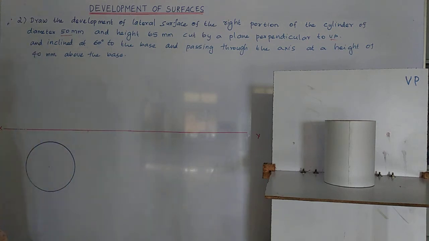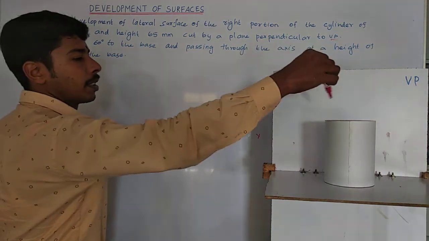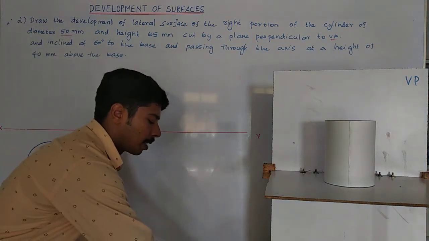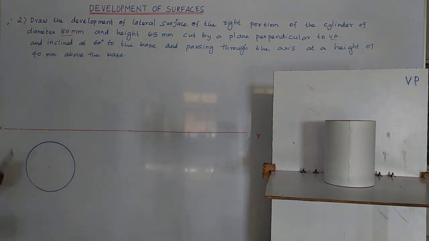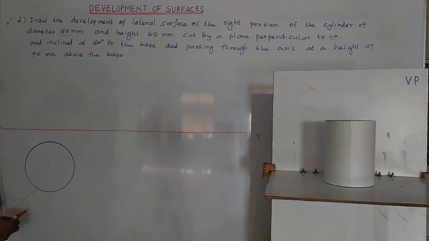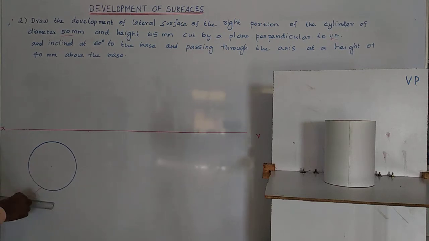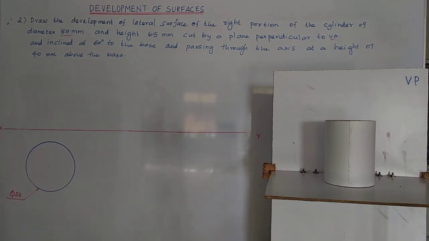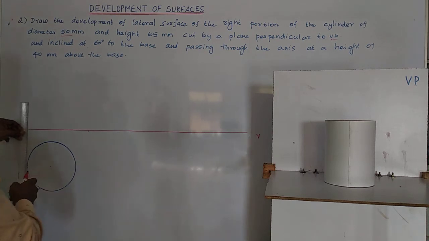So here, in the top view, the circle will be visible. So I draw the circle. The diameter of the circle is 50 millimeter. Now I mark here, diameter of the circle is 50 millimeter. Then I project this to get the front view.